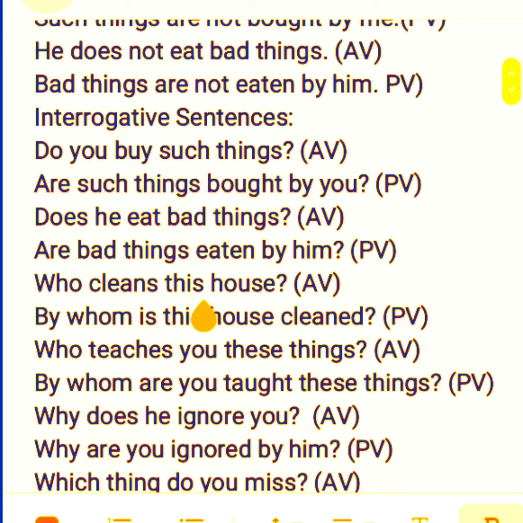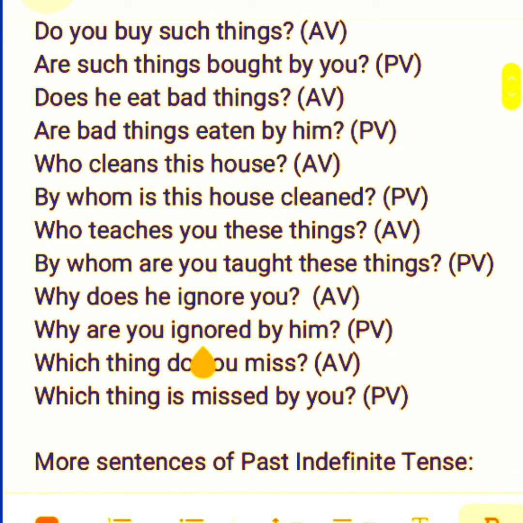Who cleans this house? By whom is this house cleaned? Who teaches you these things? By whom are you taught these things? Why does he ignore you? Why are you ignored by him? Which thing do you miss? Which thing is missed by you?